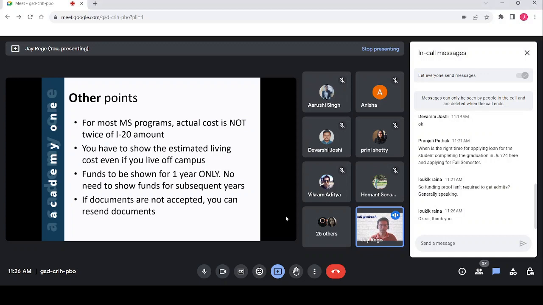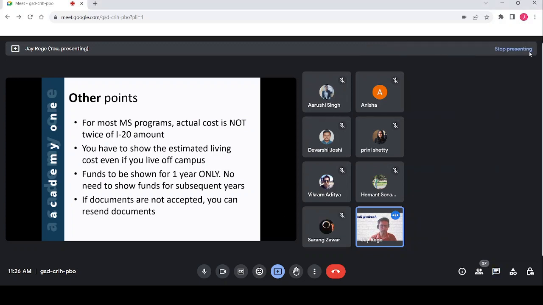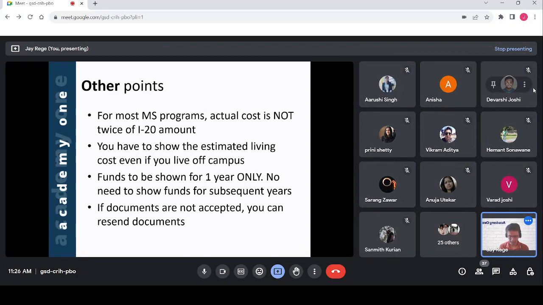Now, some points that you need to understand is that the I-20 amount that they show on the I-20 is generally the cost of 1 year. Now, when I say cost of 1 year, it means that it would include the cost of 2 semesters. Sometimes it would be considering 9 credits a semester, or sometimes they would consider 12 credits a semester. So the cost of tuition for 1 year on the I-20 could be for 18 credits, or it could be 24 credits.